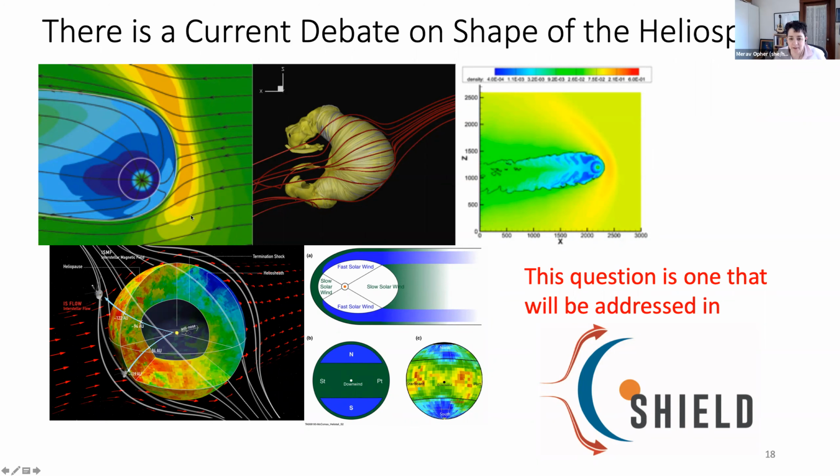So the typical idea is that the sun moves through the interstellar medium, and you have this long comet shape that extends to thousands of years. But now we are starting to debate that, maybe it's a sphere, maybe it's a cool sun. So why does this debate happen?